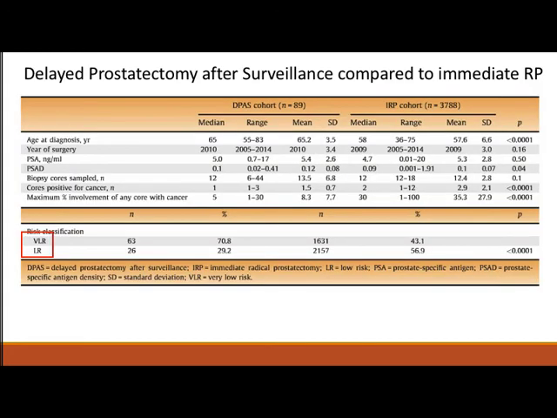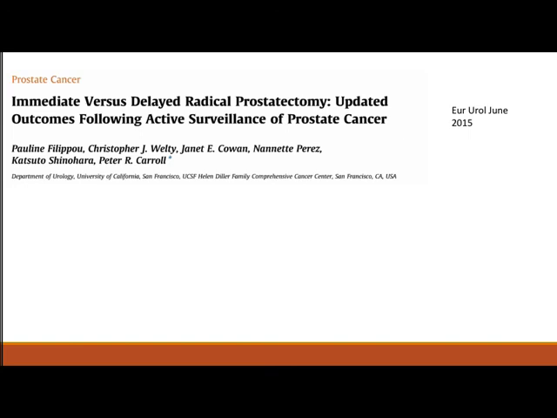But if you look at it at the bottom here, when you compare those two cohorts side by side, they're actually quite different because they've pulled out 70% who are very low risk versus 43% in the immediate group. So they're comparing a better delayed radical group to a worse immediate group and saying, look, the outcomes are the same. Take that as what you will.